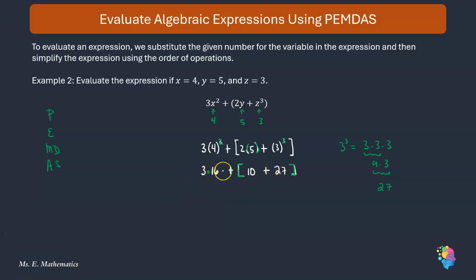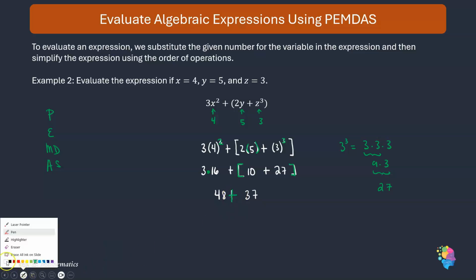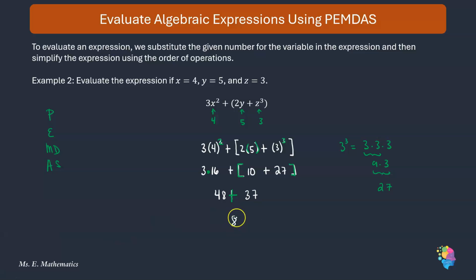So then 3 times 16 will be a 48. And when we add the 10 plus the 27, that will be 37. And we can drop the symbols, the parentheses, the square brackets, because there's no more operations to worry about. And now all we have is the addition of 48 plus 37, and the answer is 85. So this is an example of evaluating algebraic expressions using PEMDAS.